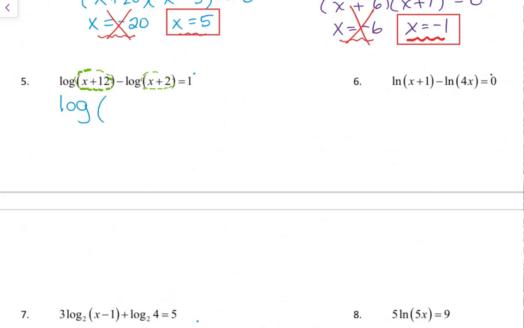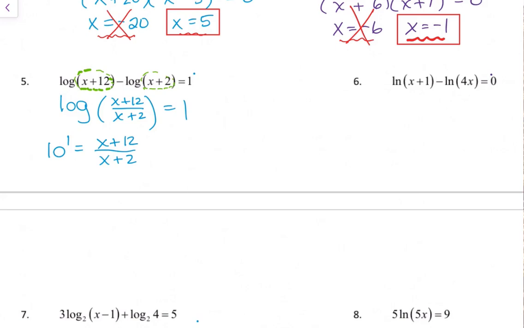So I'm going to have the log of (x plus 12) over (x plus 2) equals 1. And once you've combined your logs, now you want to write it as an exponential. So my base is 10, my power is 1, and I set that equal to the argument, (x plus 12) over (x plus 2). So this time I have a rational equation to solve.